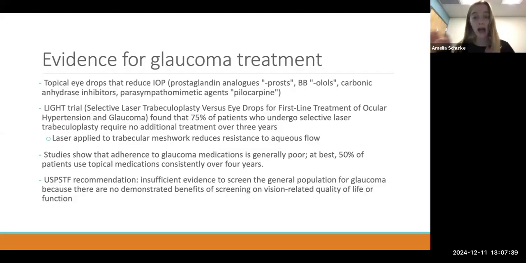The LiGHT trial looked at two different therapies to treat glaucoma: laser trabeculoplasty, which is a laser procedure, versus eye drops. They found that of folks who underwent the laser procedure, 75% required no additional treatment over the next 3 years. The way it works is it reduces resistance to aqueous flow, so it allows more aqueous humor to go out of the eyeball to reduce the pressure. Certainly one of the complications of treating a condition with eye drops is adherence. And there's no evidence to screen the general population for glaucoma because there's no demonstrated benefit of screening for vision-related quality of life or function.